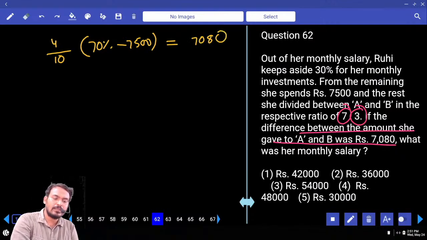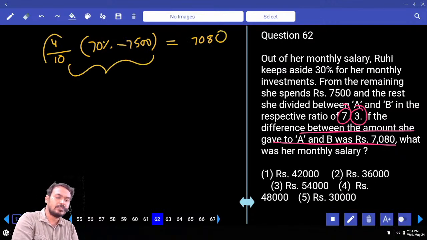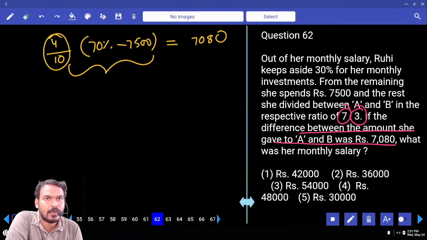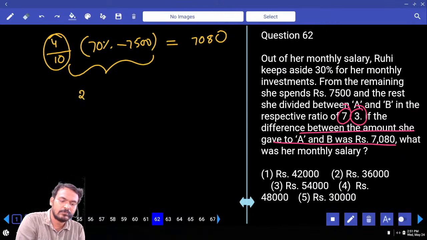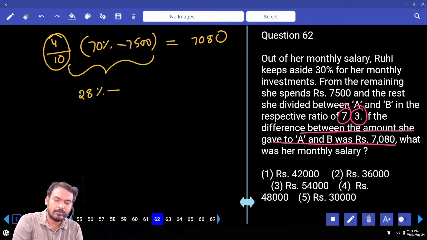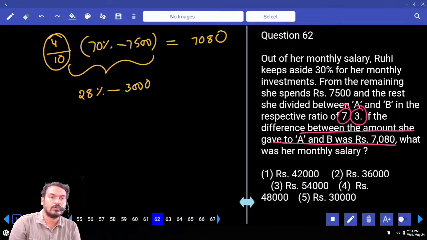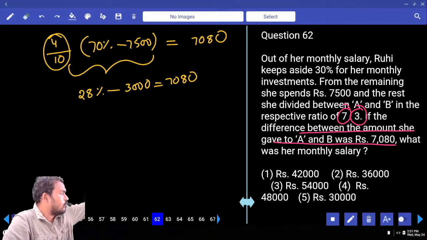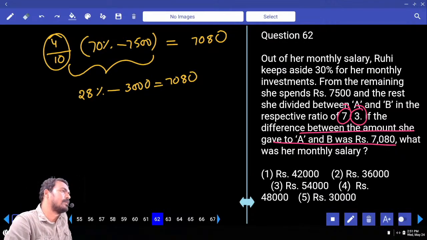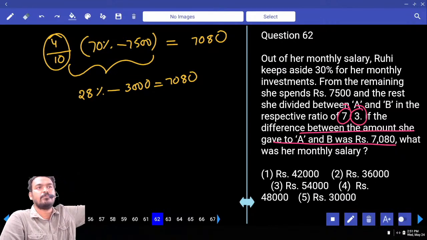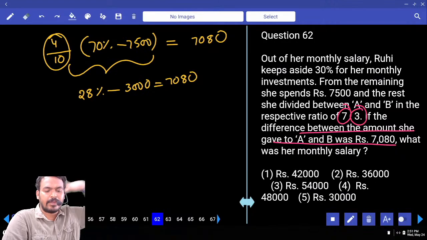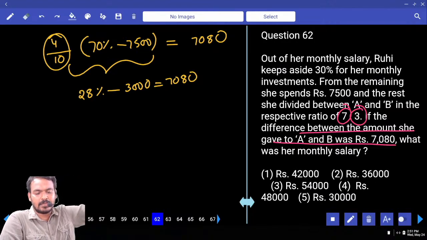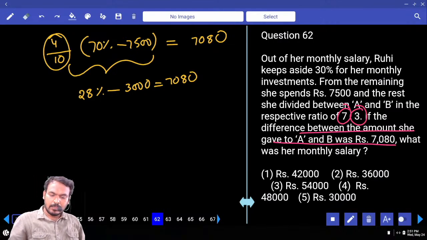Don't cancel the left hand side value. 4 by 10 means it is 40%. 40% of 70% is 28%. What is 40% of 7,500? 3,000. That is equal to how much? 7080. 4 by 10 means 2 by 5, or not? 2 by 5 means what percentage? 40%. 40% of 70% is 28, 40% of 7,500 is 3,000. 28% minus 3,000 equals 7080. So 3,000 plus 7080 is 10,080, or not?